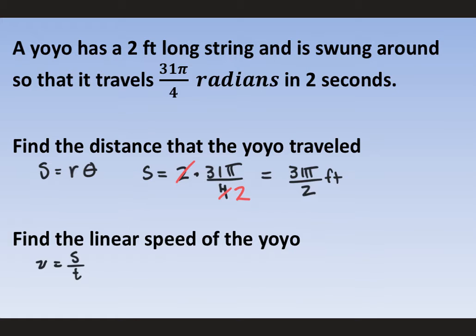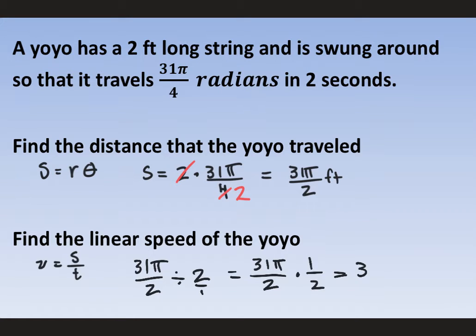So we can write this in a number of different ways. I'm going to write it as 31 pi over 2 divided by our time T, which is 2. Now, when we divide by 2, or 2 over 1, we multiply by the reciprocal. So this really becomes 31 pi over 2 times 1 over 2. So we get 31 pi over 4. And then our units here, this was feet. Remember, so we say feet per, and then the units of time was seconds.